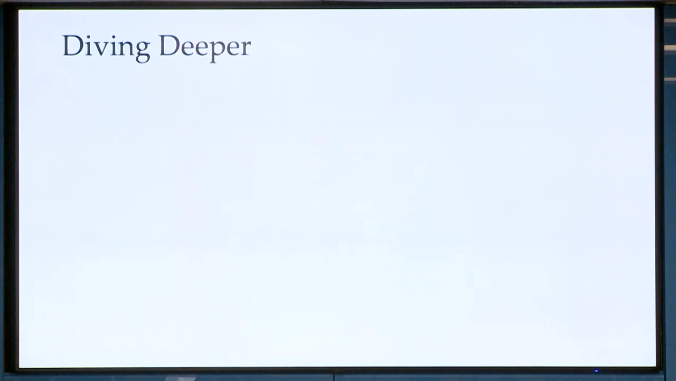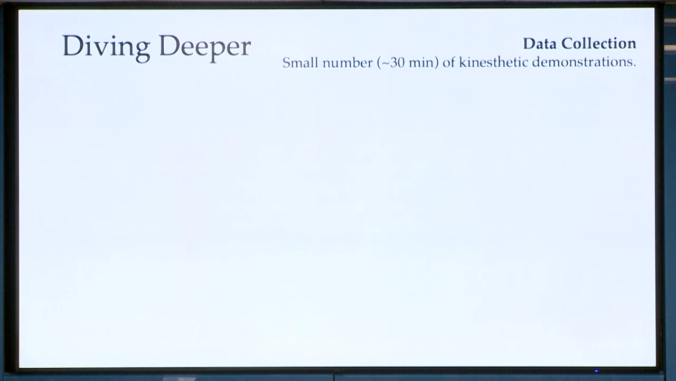Just to dig a tiny bit deeper here, what we are doing is collecting some amount of data. We are in a small data regime, so this is not infinite data or a large amount of data. This is only like 30 minutes of kinesthetic demonstrations. So I collect 30 minutes of kinesthetic demonstrations on the robot. I provide these demonstrations to crowdsourcers, folks on Amazon Mechanical Turk, and ask, could you describe the behavior that you see in language? That is how we are collecting this small data set of demonstration and language pairs, okay?